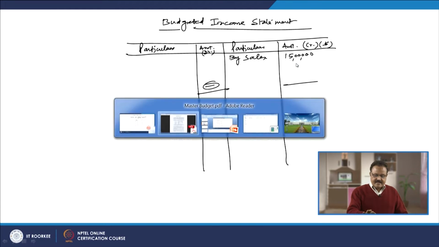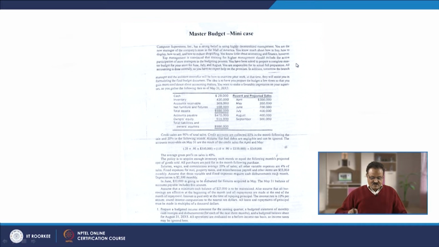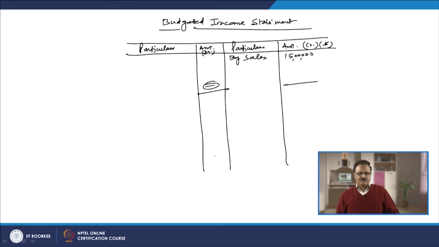But if you look at the case here, you are given one piece of information: the average gross profit is 40%. It means gross profit is 40%. So, the sum of the 3 things, that is material, labor, and other overheads, is 60%. We are not given separate information with regard to material, labor and other overheads. We have to take it as a total.